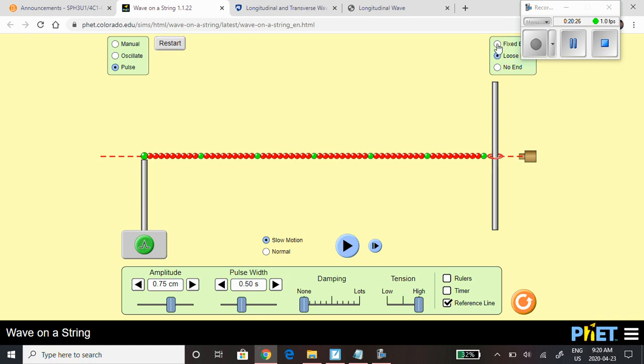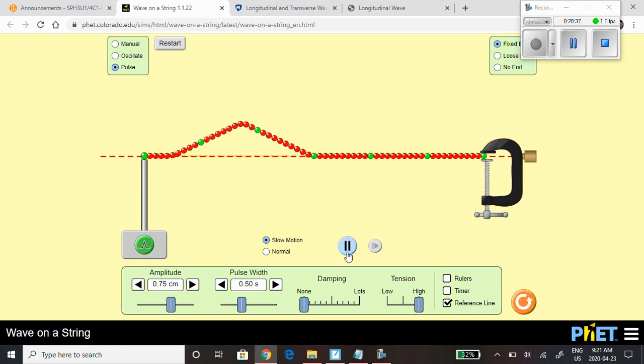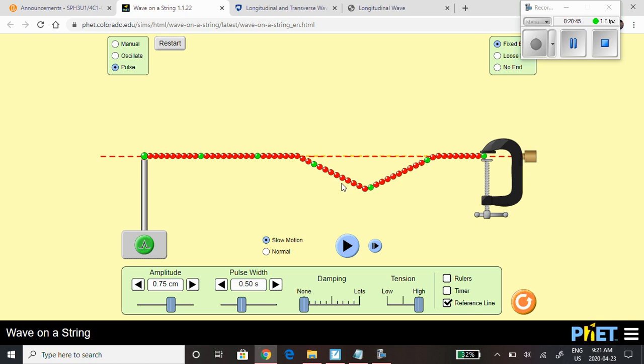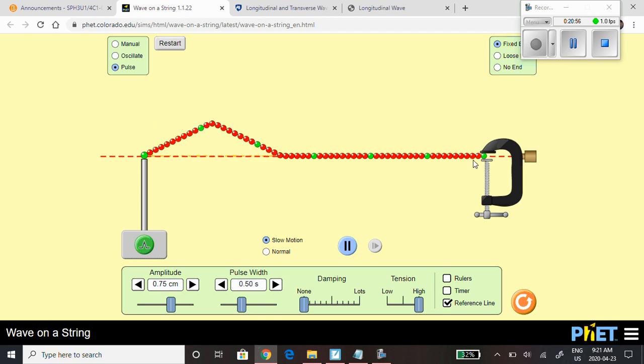Now, let's try another type of end. We clamp it down now. All right, we're going to clamp it down. We're going to produce a crest. Here's our pulse, moving towards the end. And bingo, bango, it has now been reflected as a trough. This is called a fixed or closed end reflection. Let's see it one more time. When a crest approaches a fixed or a closed end reflection, it reflects back as a trough. It reverses it. So we need to talk about that.